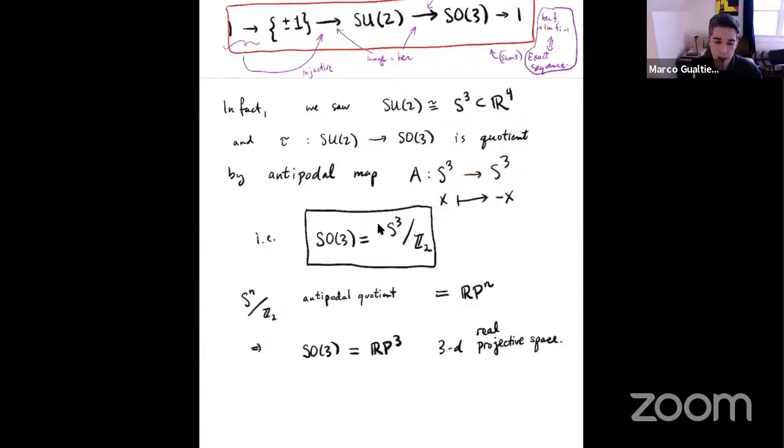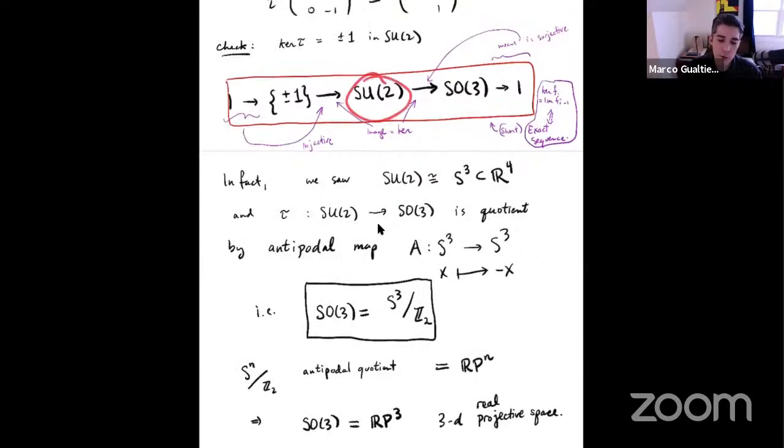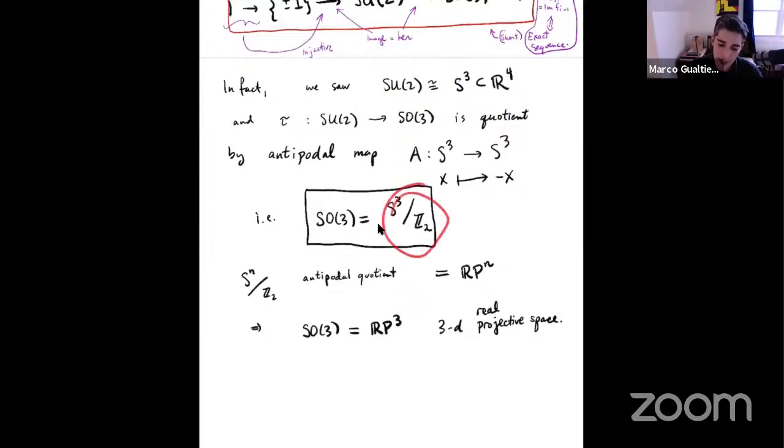Okay, so when you quotient SU2 by this Z2 subgroup, what you're really doing is taking the 3-sphere and quotienting it out by the antipodal involution. And the antipodal means that you go from here to Australia. And when you mod that out, you get SO3. So the claim is that SO3 is almost the 3-sphere. It's just that you have to identify antipodal points.